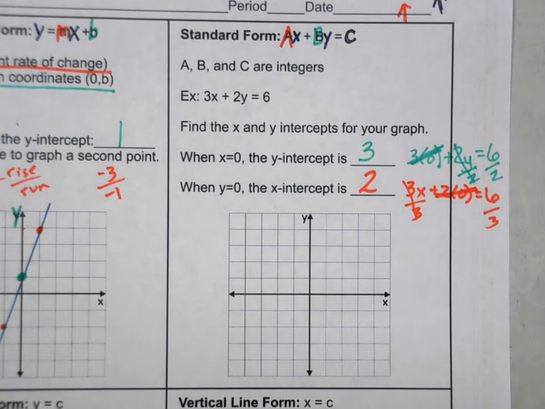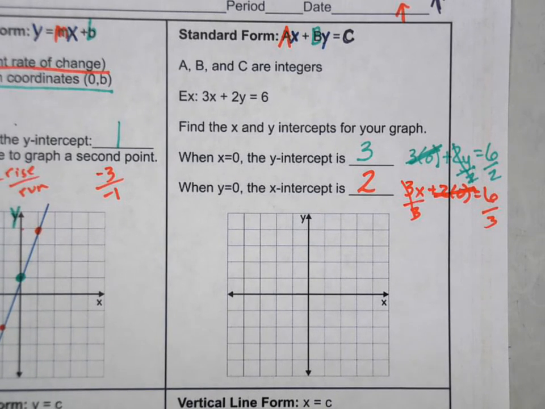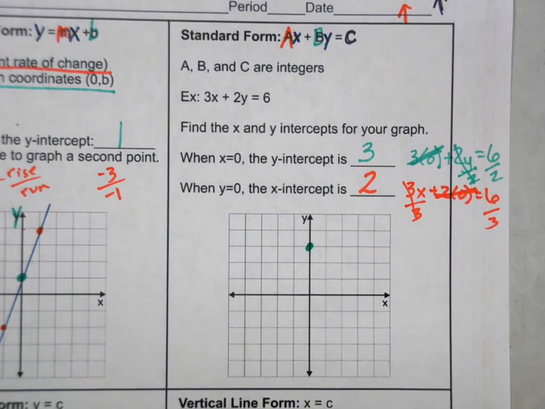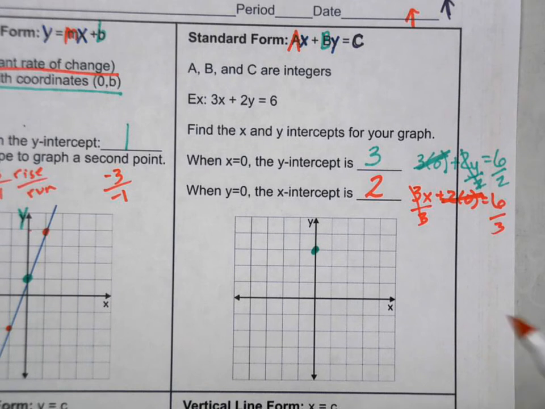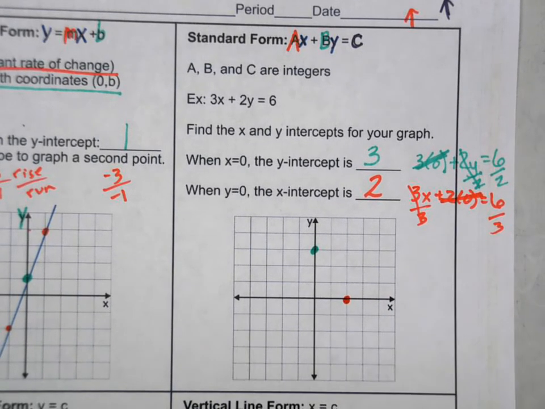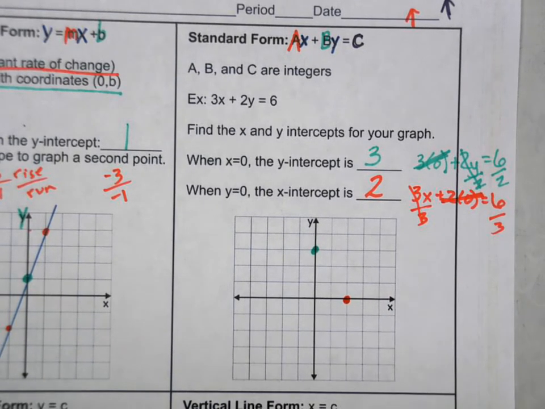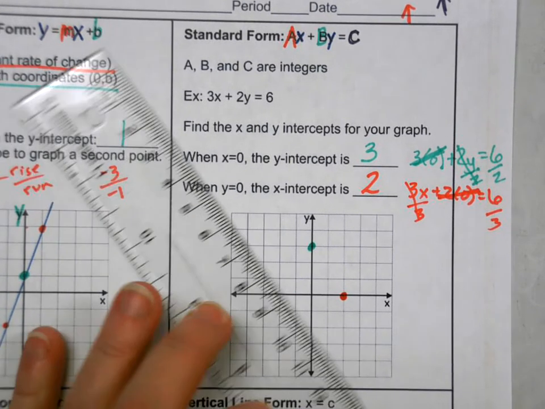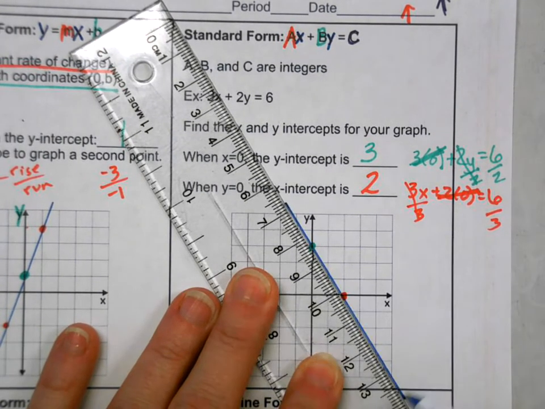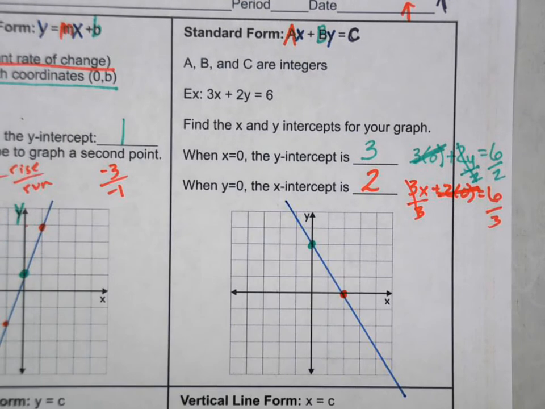So now what do I do? Graph these points. So where's my y-intercept going to be? It's 0, 3, and it's going to be just up 3. Okay, so up 3, 0, 3 right there. And then it'll be 2, 0, which is the over 2. Okay. So there's my 2 points. Now I can graph my line.